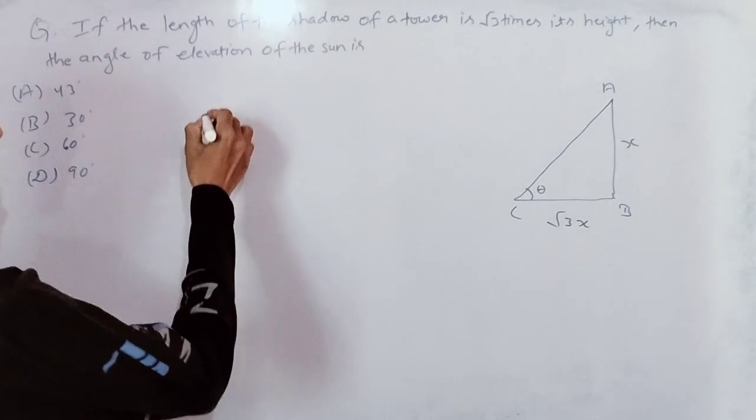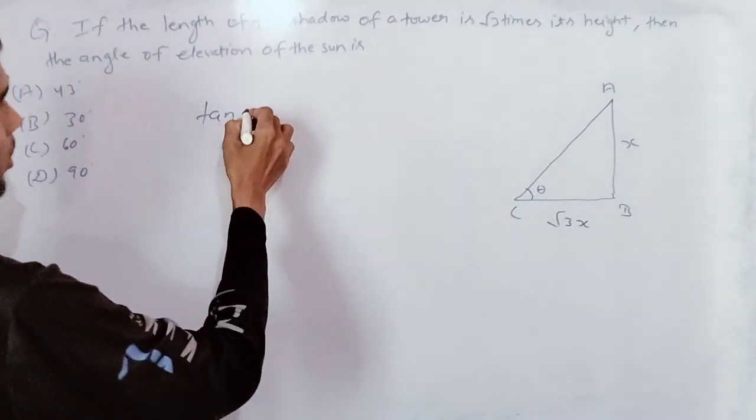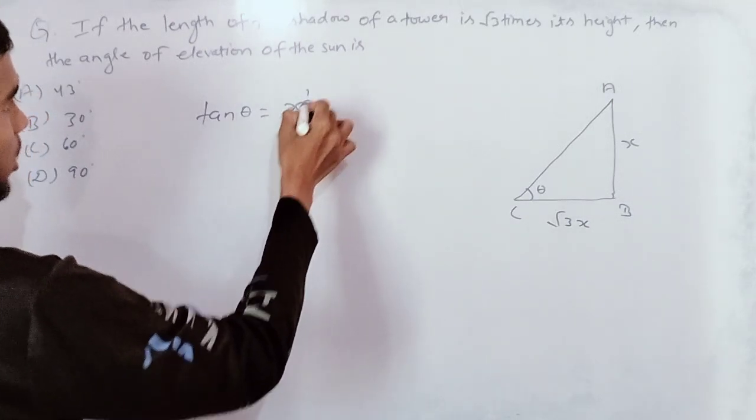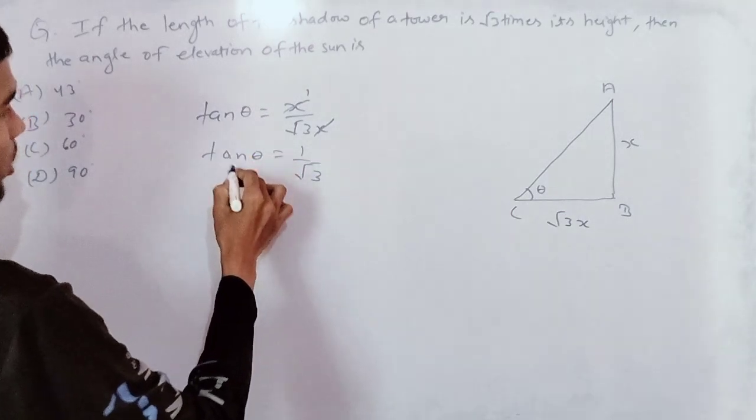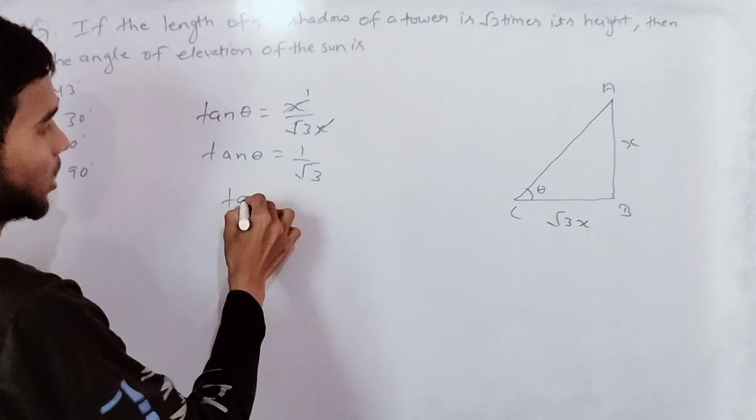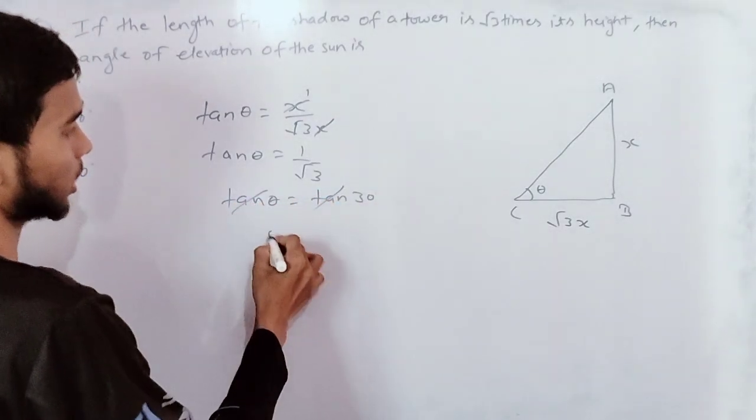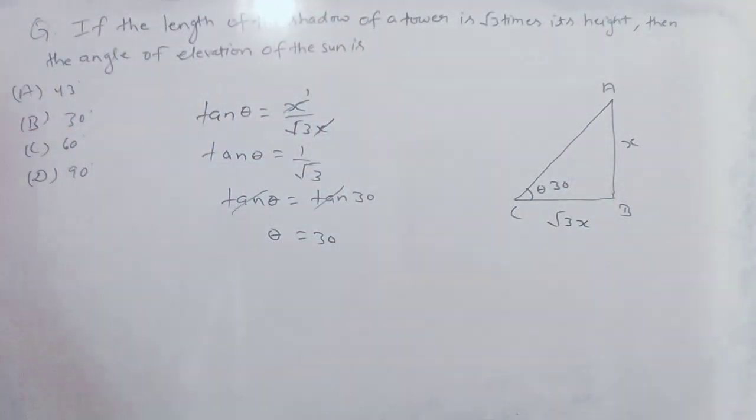Now, in that case, as you know, this upon this is the ratio of tan: x upon root 3 x. The x will cancel. We got tan theta as 1 upon root 3. As you know, this is the value of tan 30. You can easily write tan 30. You got theta as 30. It means this is making an angle of 30. So finally, B is the answer.